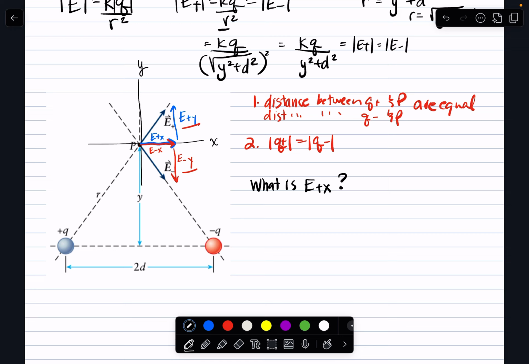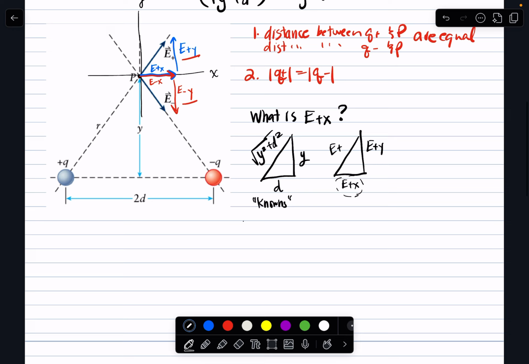So our similar triangles, let's draw them. So here's the first triangle, the one with the knowns, right? This was the square root of Y squared plus D squared. This height was Y, and this guy was D, right? So this is our knowns. And then in the triangle that forms the components of E plus, these are technically the unknown, right? This is the unknown. We want to find this.